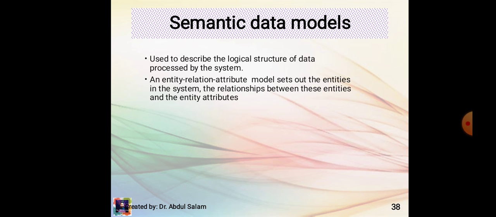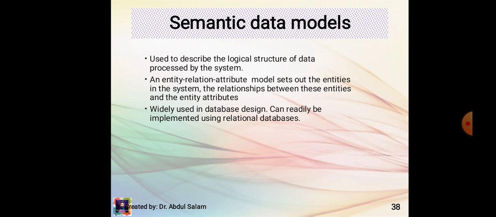Semantic data models are used to describe the logical structure of data processed by the system. An entity-relation-attribute model sets out the entities in the system, the relationships between these entities, and the entity attributes. Widely used in database design, it can readily be implemented using relational databases. No specific notation is provided in the UML, but objects and associations can be used.